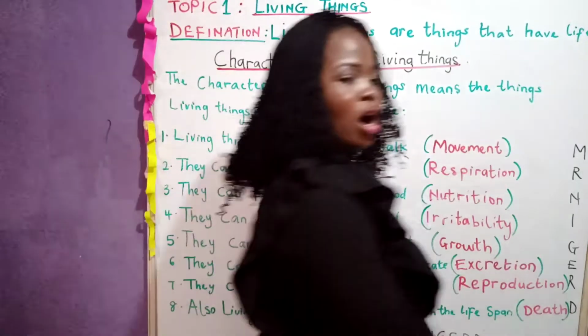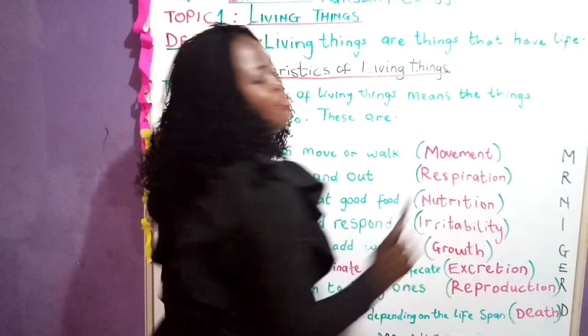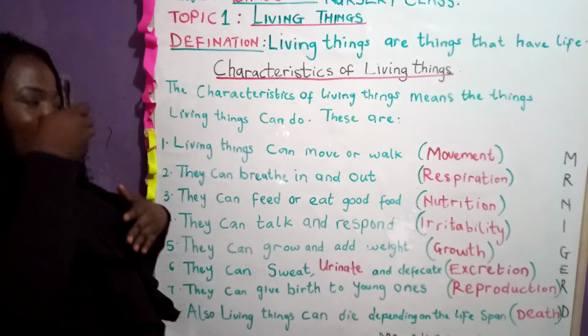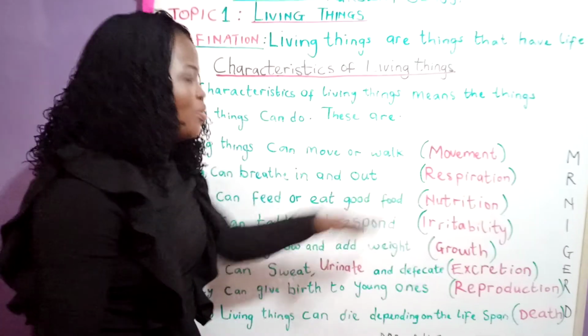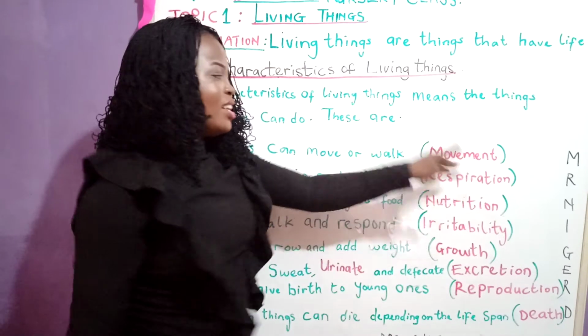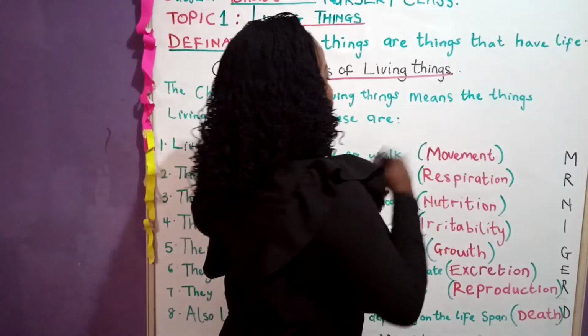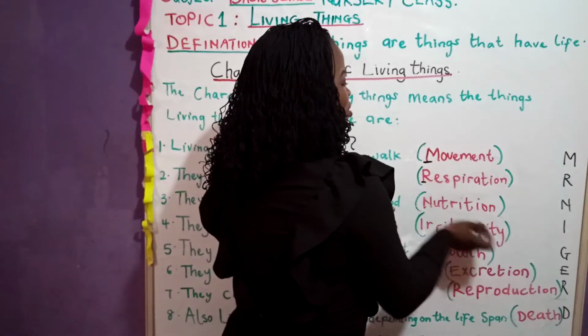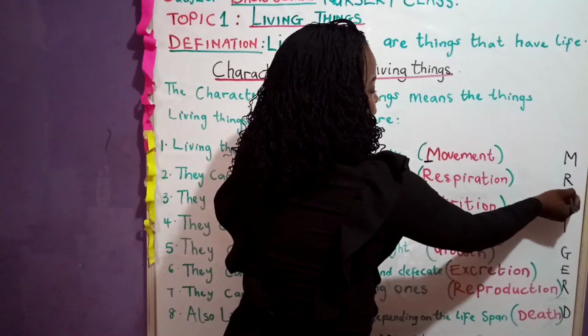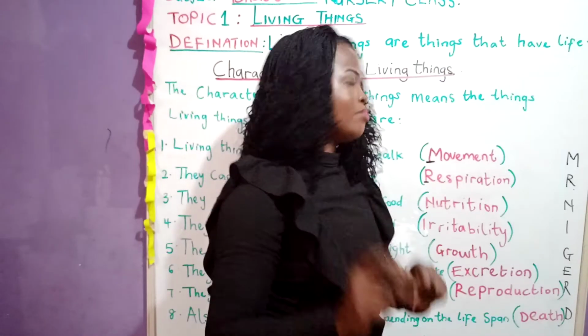Before I go to the next one, don't forget I told you that living things can move or walk, which I say movement. Living things must breathe in and breathe out, which I say respiration. This M and R join together and form Mr. Do you remember I told you Mr.?